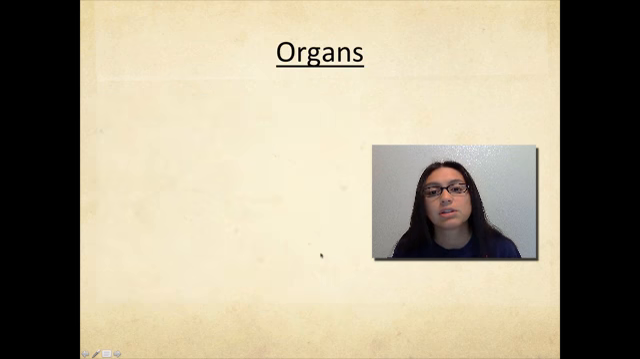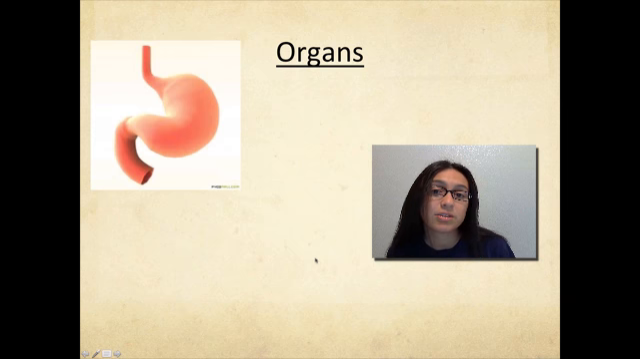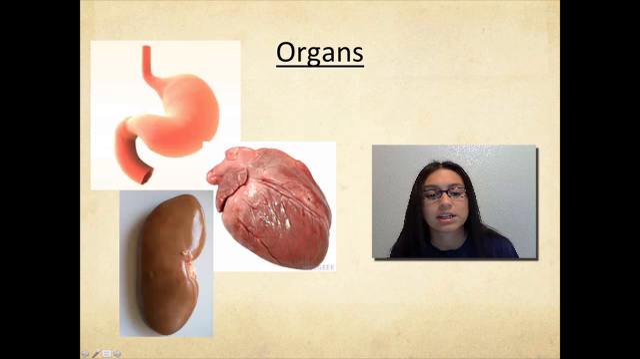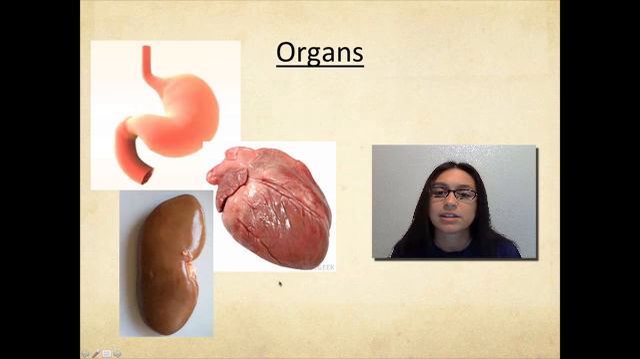From tissue, a whole bunch of the same type of tissue together builds an organ. So tissue by itself really isn't functioning, but you have the same type of tissue all working together, you have an organ. So here an example would be a stomach, there's a heart, human heart in this case, and a kidney. Yeah, it looks like a kidney bean, but that's where the kidney bean got its name from, the fact that it looks like the human kidney.